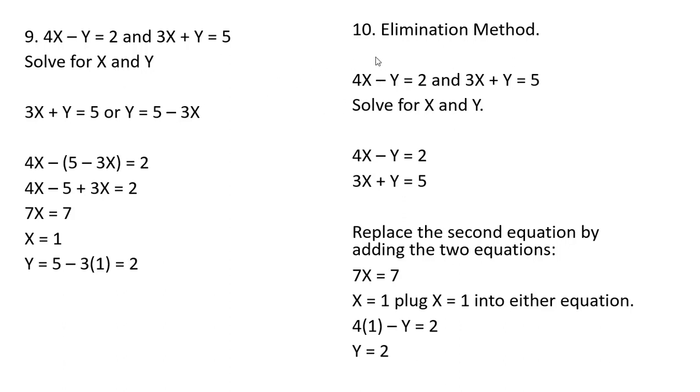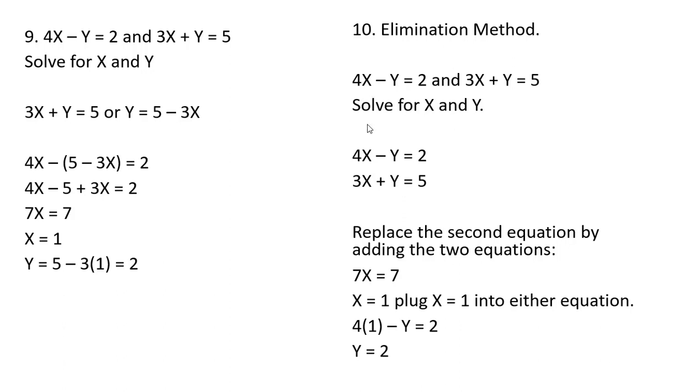And we could do the same problem with another method of two equations and two unknowns, and that's the elimination method. So I'm just going to sort of stack these equations, and then I'm just going to replace the second equation by adding the two equations together. So just add these two equations up. 4x plus 3x is 7x, minus y plus y, that eliminates the y term. And then 2 plus 5, we get 7. And once again, dividing through by 7, x equals 1. Plugging that x equals 1 into either equation and solving, we're going to get y equals 2.